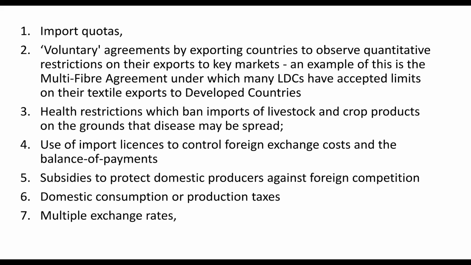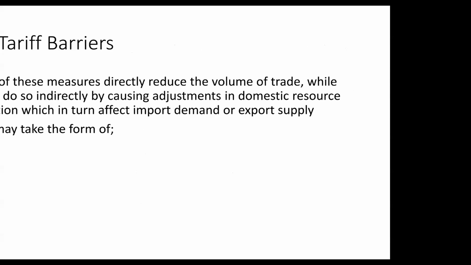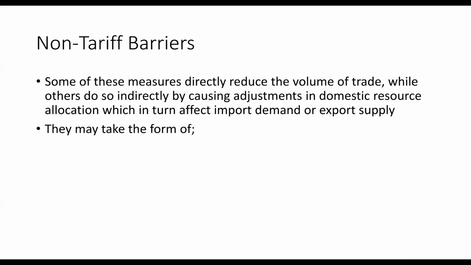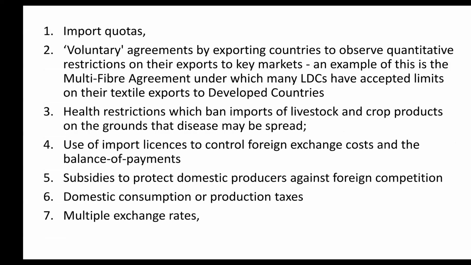Number five, there will be subsidies to protect domestic producers against foreign competition. Number six, domestic consumption or production taxes. Multiple exchange rates is the seventh one, the last one. These are some of the non-tariff barriers to free trade.